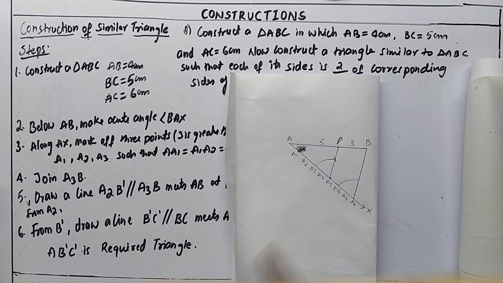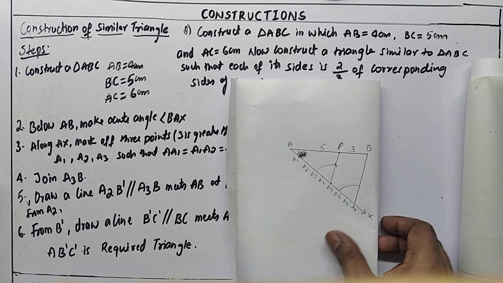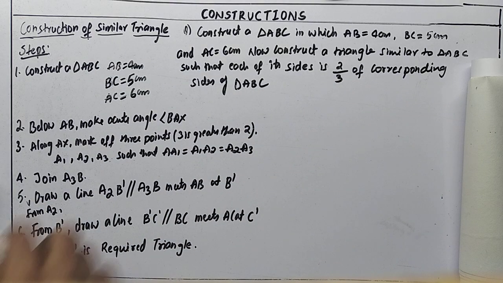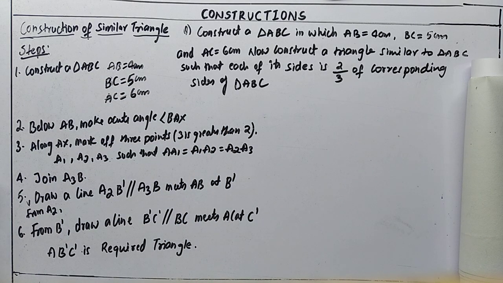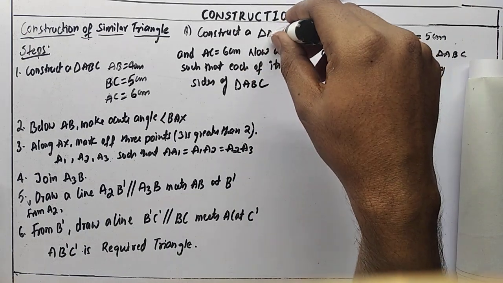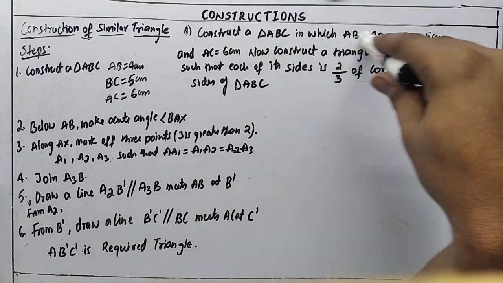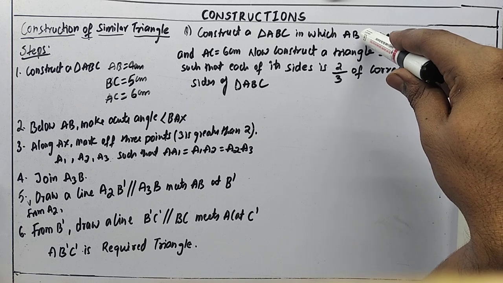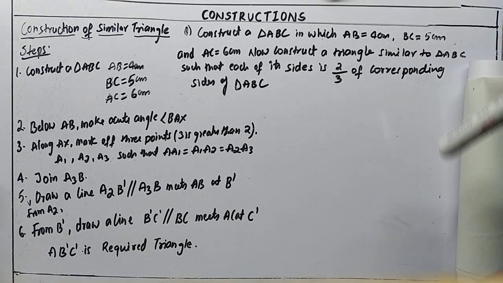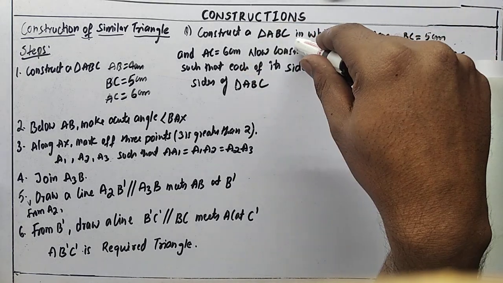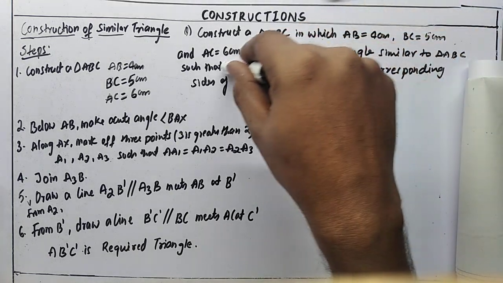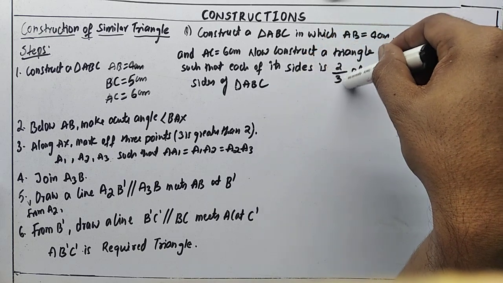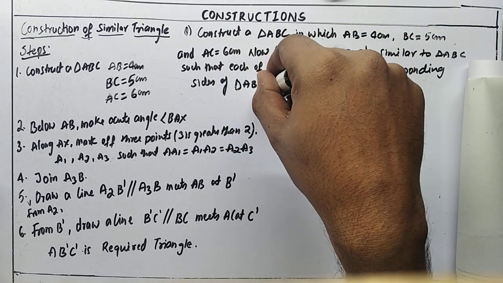So next, it's today's topic. I will be explaining the construction of similar triangles. In this video we will be constructing similar triangles. Here we have a question already, so I will read it out. You have to construct a triangle ABC with dimensions AB 4, BC 5 and AC 6, and then construct a triangle similar to triangle ABC such that each side is 2/3 of the corresponding sides of ABC.